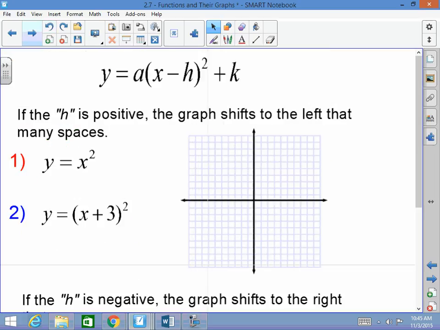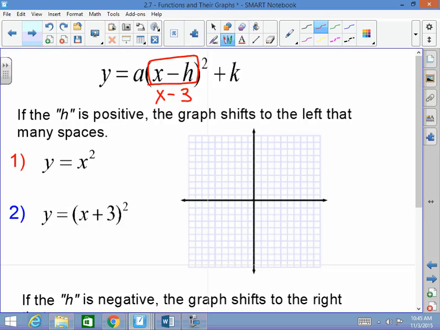Okay, the H. If the H is positive, guys, that means the graph will shift to the left. If it's negative, it means it shifts to the right. Why? Because you have this x minus thing here. So if I saw x minus 3, what's the real value of H here, guys? 3. If I saw x plus 3, what's the real value of H here? Negative 3. So you always go opposite. So how does this work?